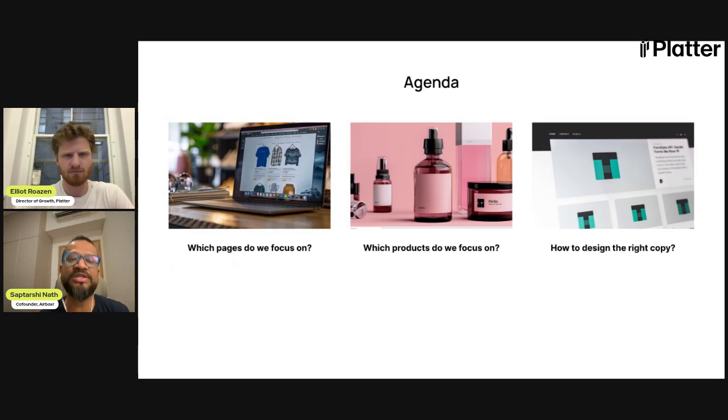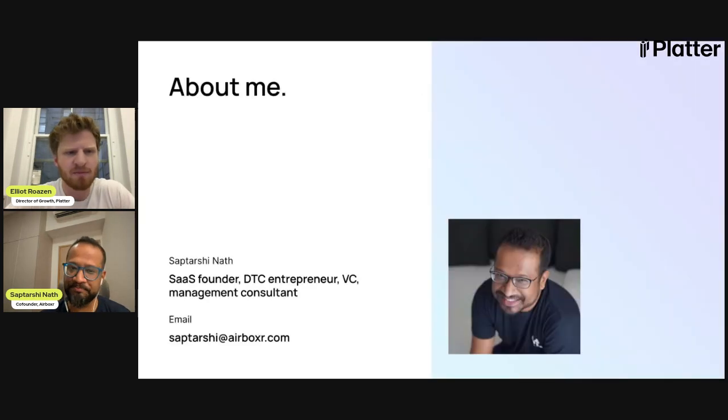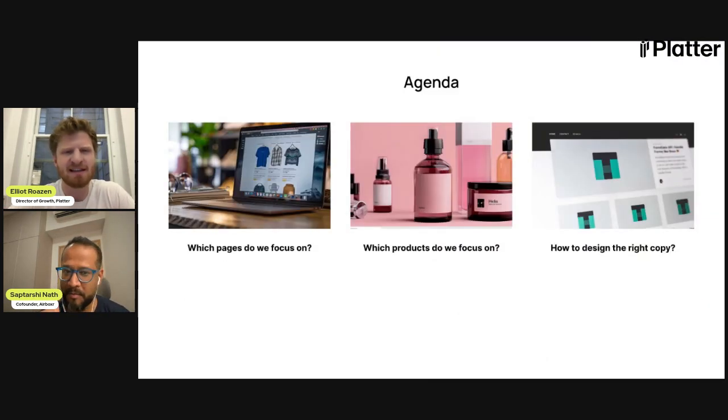First, we'll talk about which pages to focus on. As an e-commerce website, you probably have hundreds, maybe thousands of pages. But which pages do you focus on to increase your conversions? We'll talk about that. Next, once you've decided which pages to focus on, how do you know which products to feature? And finally, how do you design the right copy for your audience? We'll talk a little bit about what kind of audience first, and then how to design the right copy. Sabs, before we jump in, how would you say people approach this today?